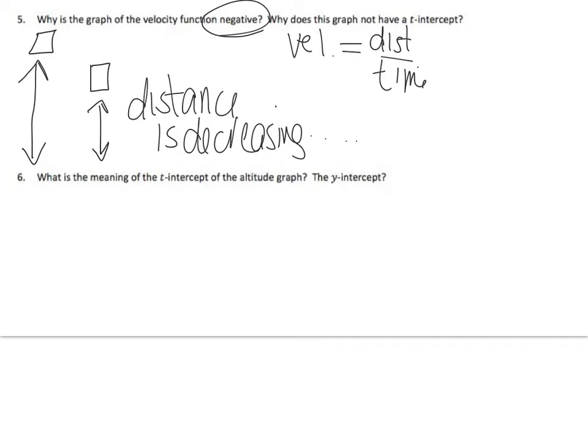The graph doesn't have a t-intercept because the Curiosity rover is traveling at negative 1.7 miles per hour when it touches the surface of the planet. So no t-intercept, oh gosh.